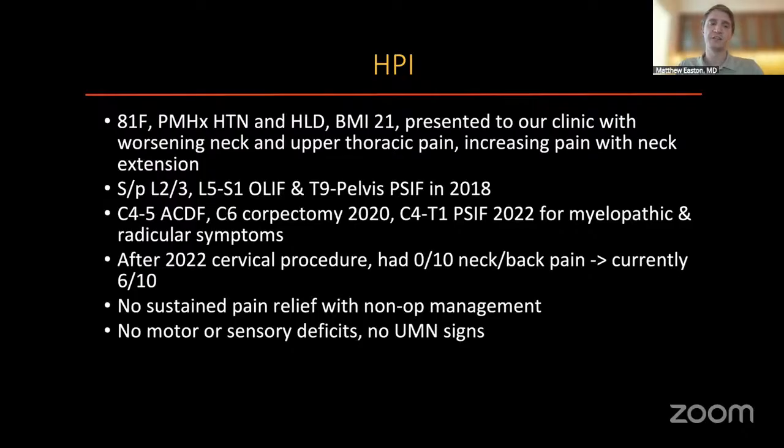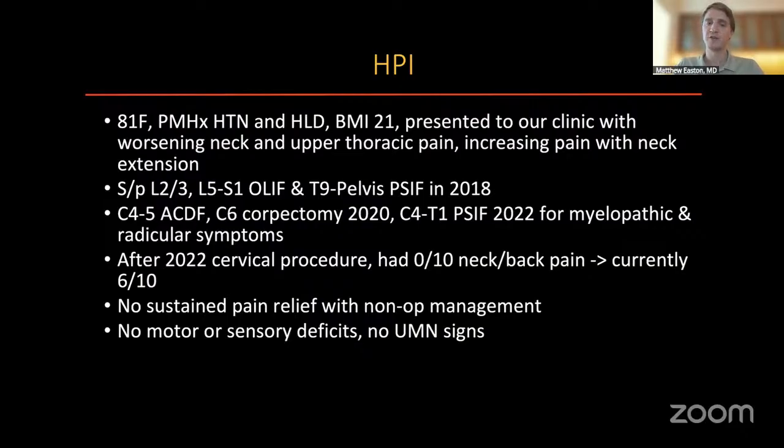She has an extensive surgical history. She had a T9 to pelvis with interbody fusions done in 2018. Then in 2020, she came to our clinic with radicular symptoms as well as some mild myelopathic symptoms, and so we did a C4-5 ACDF and a C6 corpectomy.